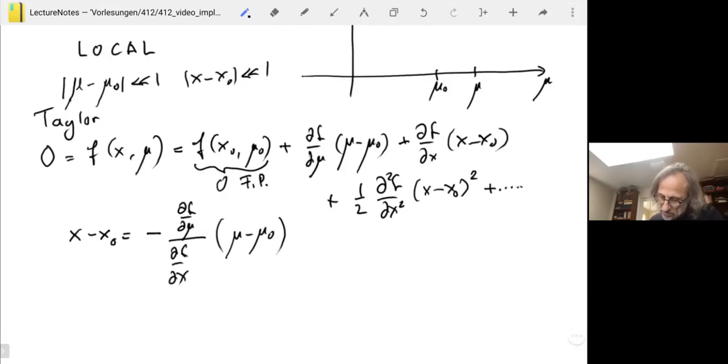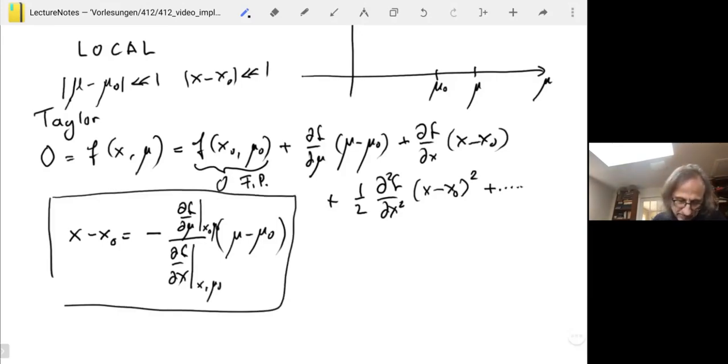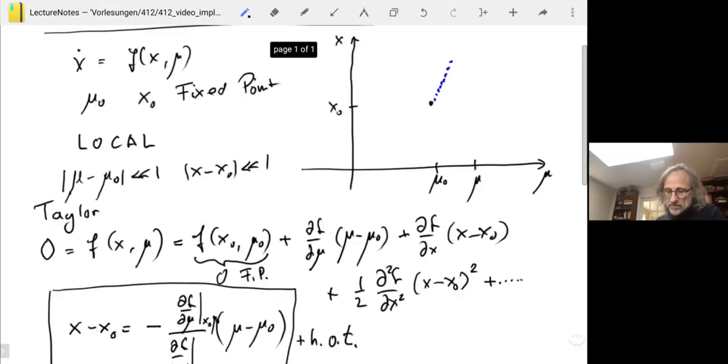Before we move on, I should make sure that we keep in mind that these derivatives are all evaluated at that fixed point. I'm not going to write that down in the future, but we need to know that that is the condition. And I should keep here plus higher order terms, but they will not make a difference if mu is close to mu naught. And so we found a solution. So we get a branch of solutions.